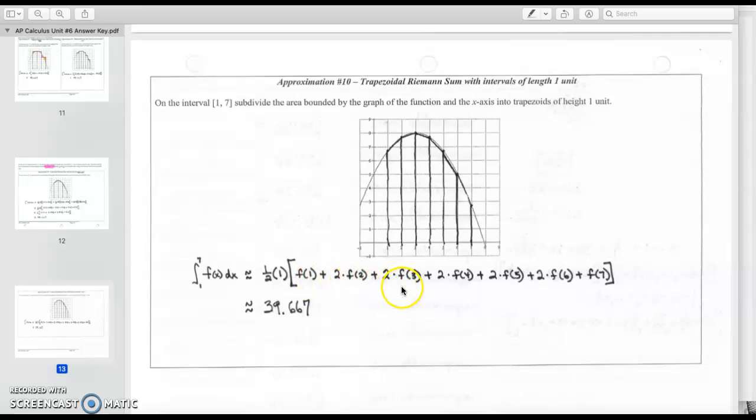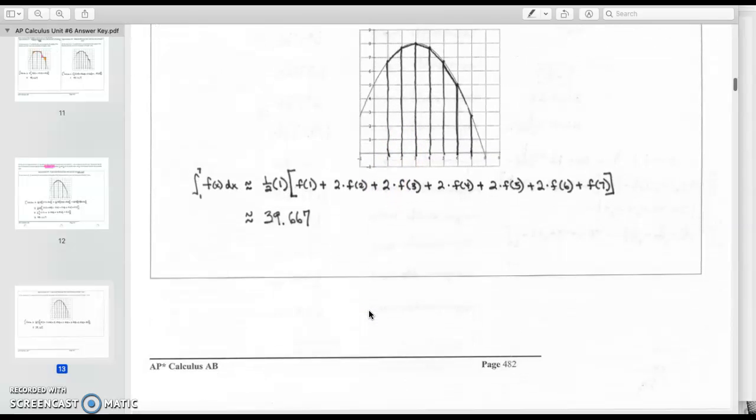I would not encourage you to memorize this formula. I would encourage you to remember that 1/2 times the width of each rectangle, which is this times 1, and then actually find each individual piece. But that's just my suggestion. You don't have to do it my way.